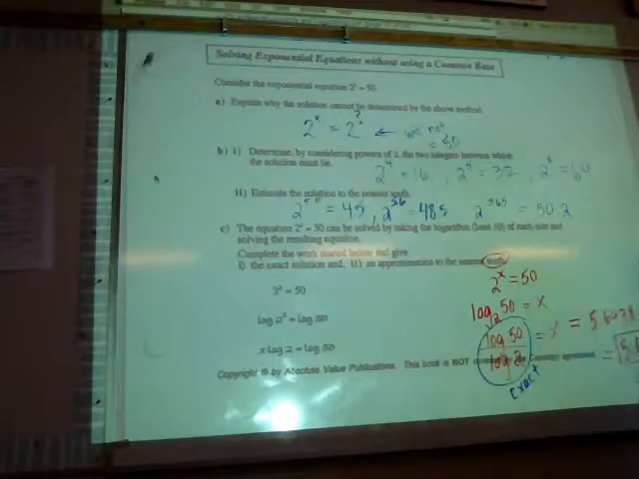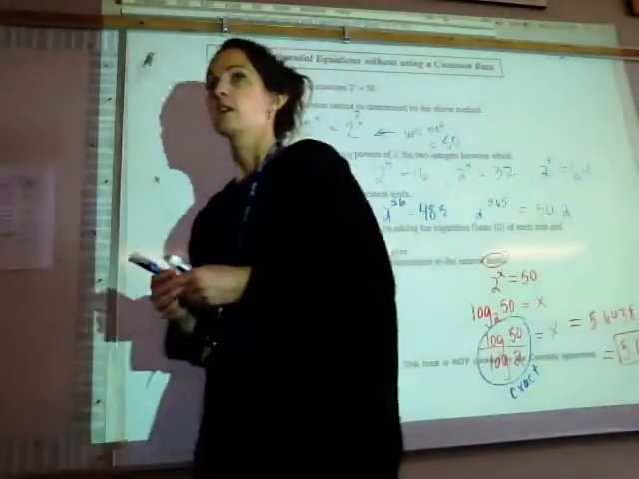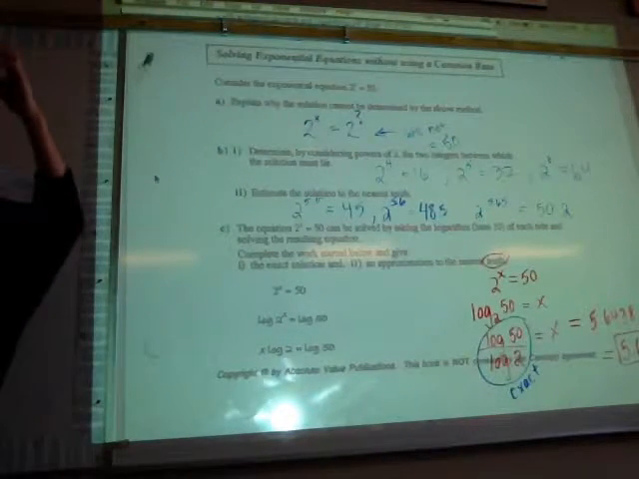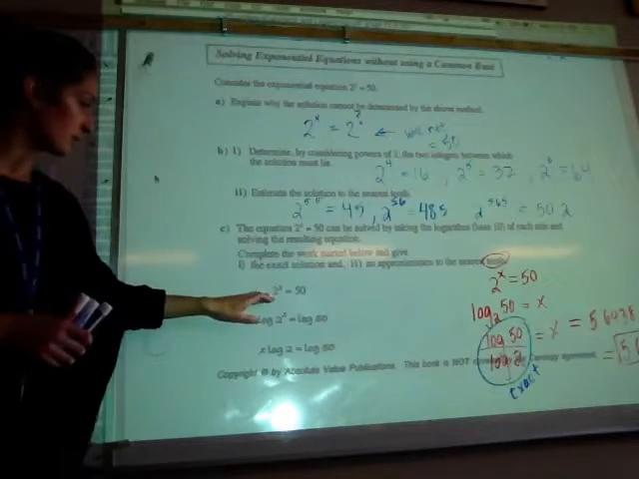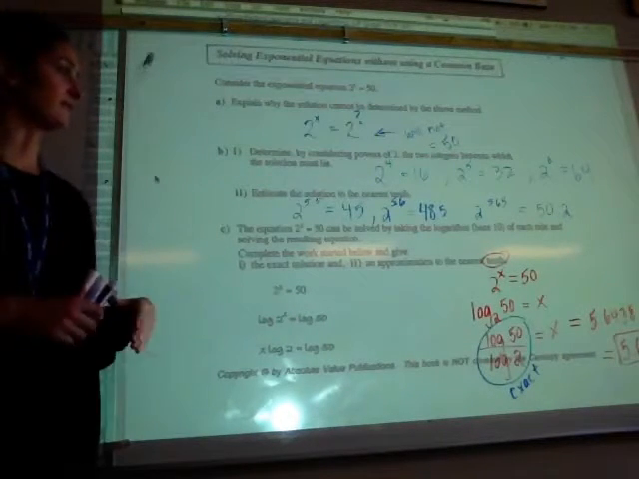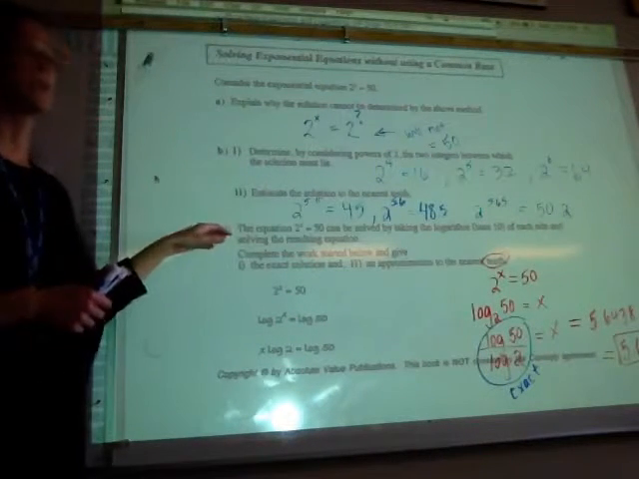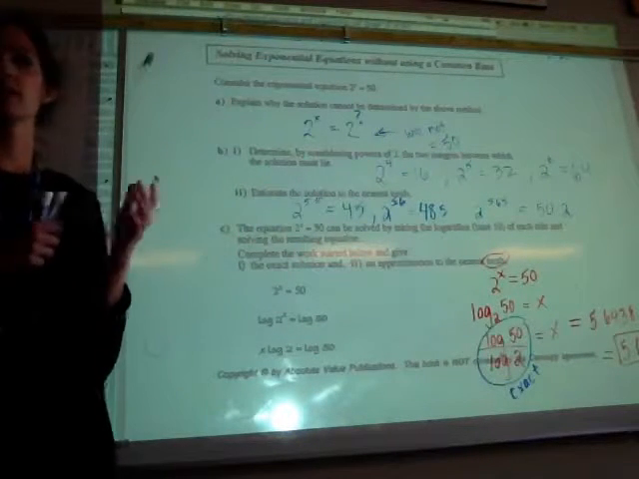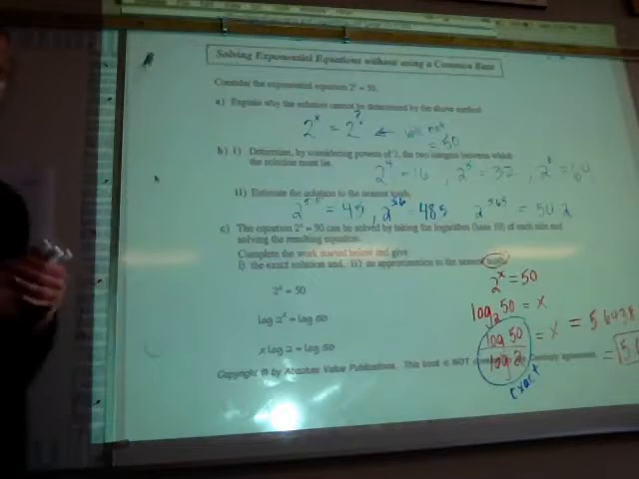Now I'm going to introduce something new. It ends up being the same thing, okay? But it's a strategy that will help with some solving later on. So we're starting with 2 to the power of x equals 50. What we can do is apply a logarithm to both sides of the equation. Anything you do to one side of the equation, you have to do to the other.